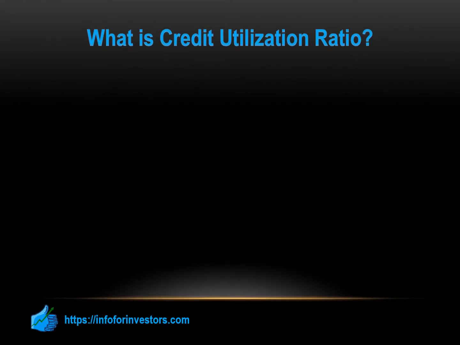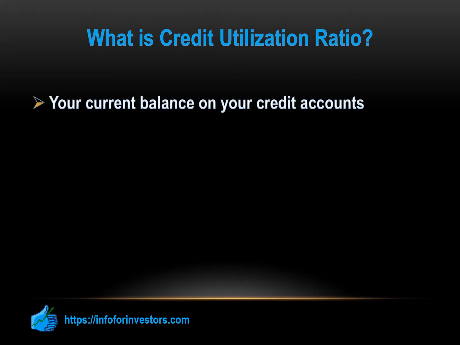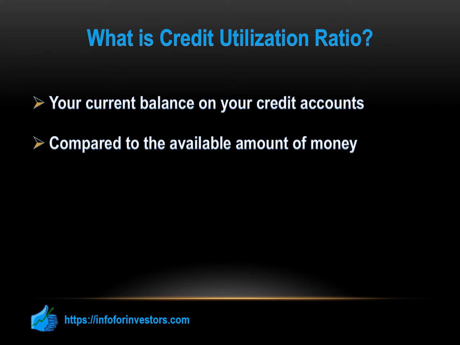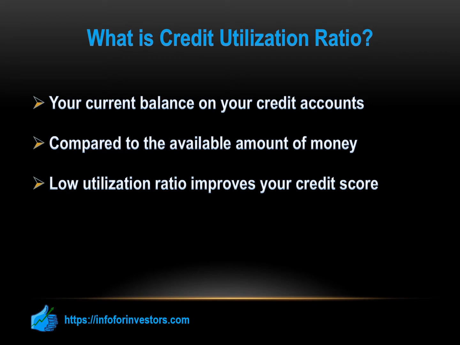The amount of money that you currently have as a balance on your credit accounts, as compared to the amount of money that you have available to you through those credit accounts, is your utilization. That means if you have $1,000 of available credit and you've spent $500, then your credit utilization is 50%. Unfortunately, the higher the utilization, the lower your credit score can be. That's why it's generally recommended to keep the number under 30%.